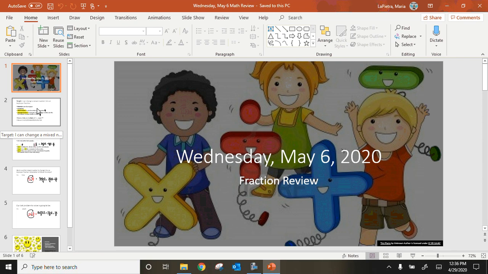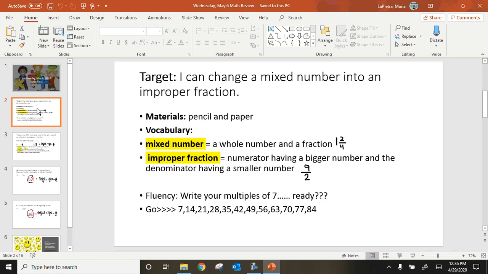Okay, so let's get started. Our target: I can change a mixed number into an improper fraction. So make sure you have your materials ready, a pencil and paper.